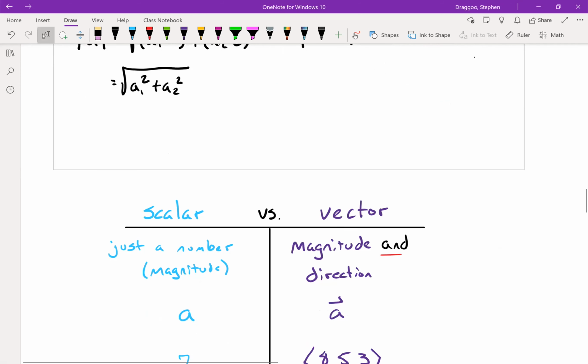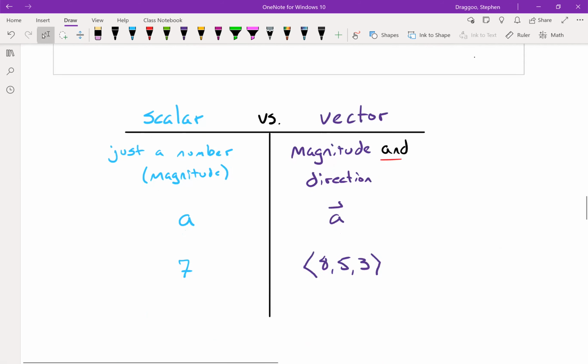So the other term I want to define in terms of vectors is a scalar. A scalar is going to be just a number in the way that we've already been thinking about numbers up until this course, whereas a vector will have both a magnitude and a direction. So just a number could be considered a magnitude. The main difference between a scalar and a vector is that a vector is going to have some sort of a direction associated with it.